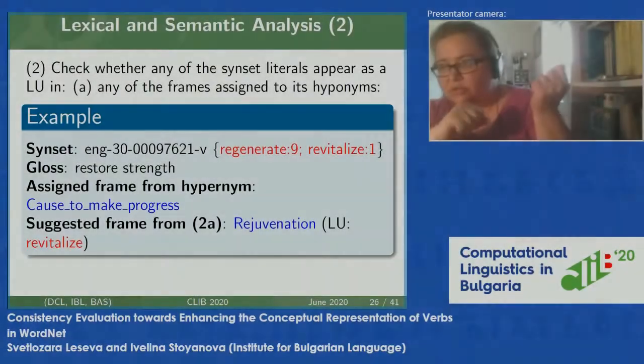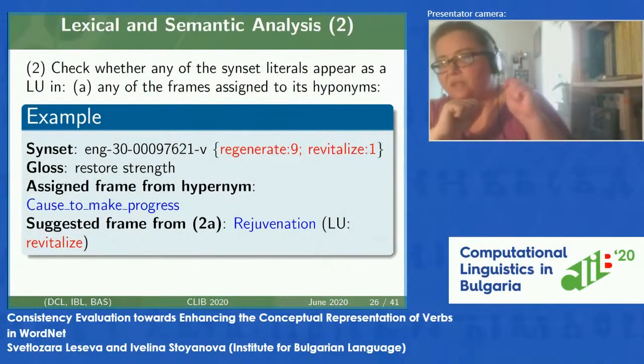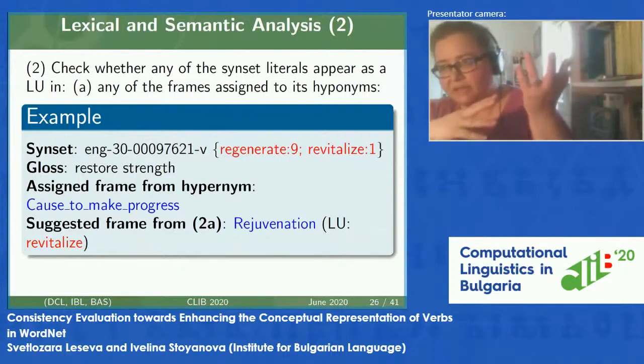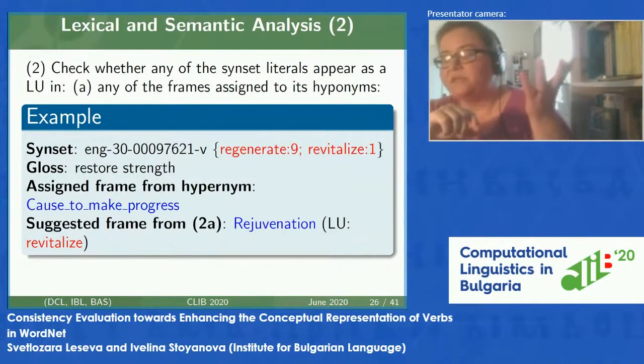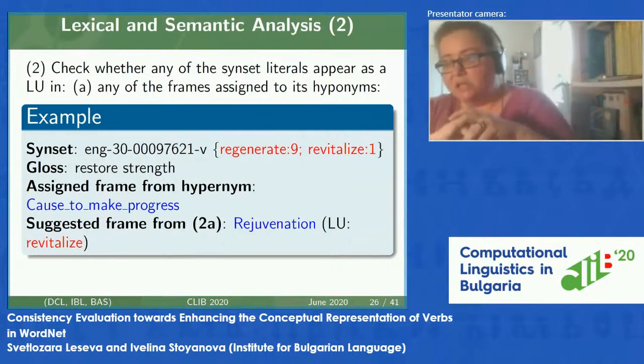Now what we're trying to do is consider the same operation, but now we don't consider relations between frames, we consider relations between scene sets. So what we get in this second type of test, second set of procedures, is we check whether any of the scene set literals appear as lexical units in the frames that's been assigned to its hypernyms, or the frames that's been assigned to its sisters.